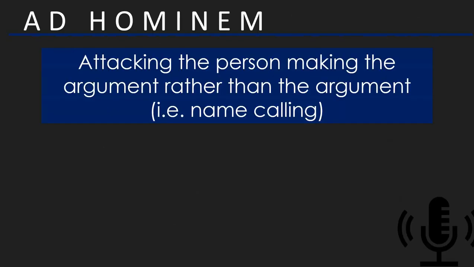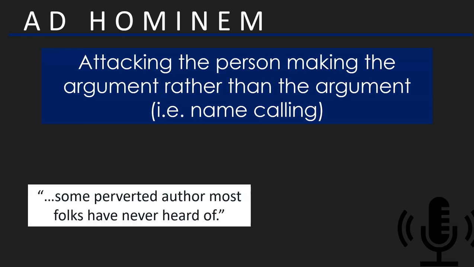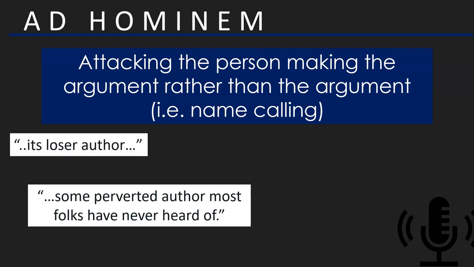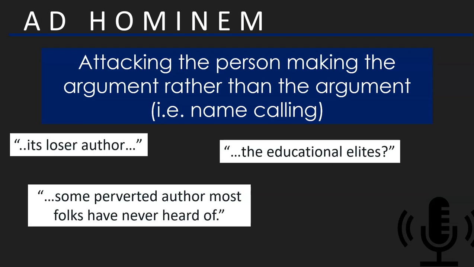So the first we have is an ad hominem attack. And this is one that you're probably the most familiar with. This is a Latin phrase that really just means attacking the person making the argument rather than the argument itself. You might just think about this as name calling. You're literally just calling someone a name, like "some perverted author most people have never heard of," which Rebecca Hagelin says. Or maybe you want to call someone a loser author. Or maybe you call people who are teachers and librarians educational elites. But it's ways of attacking the person to belittle them, make them seem less trustworthy, make them seem less credible. But it's just attacking that person rather than actually thinking about their argument.